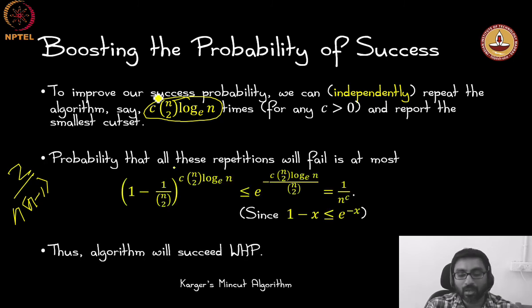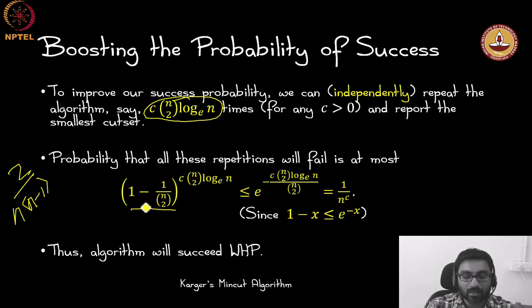What is the probability that all of these repetitions, this c times n choose 2 times log n number of repetitions, will fail? Well, the probability that one of them will fail is at most 1 minus 1 over n choose 2. The probability that all of them will fail, and these are all independent repetitions, is just the product of this this many times. So you can just raise it to the power c n choose 2 times log n.